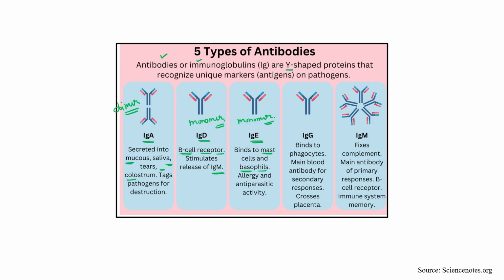They may be present as a monomer, dimer, or pentamer. Dimer means there are only two antibodies. IgA is mostly present as a dimer and IgM as a pentamer. As you can see over here, 1, 2, 1, 2, 3, 4 and 5. So IgE is mainly involved in binding with basophils and mast cells and in various allergic and anti-parasitic reactions.